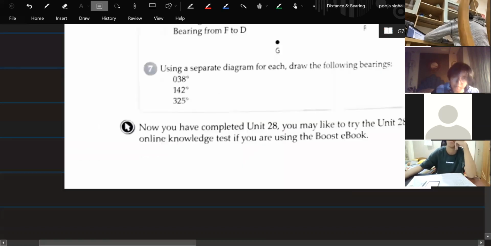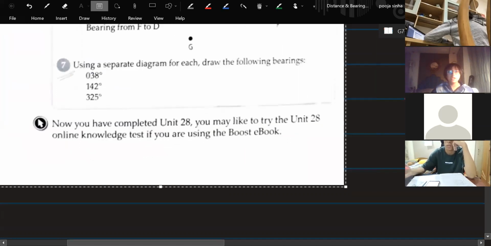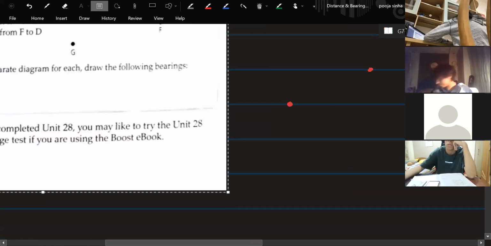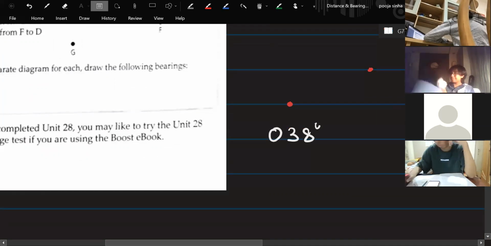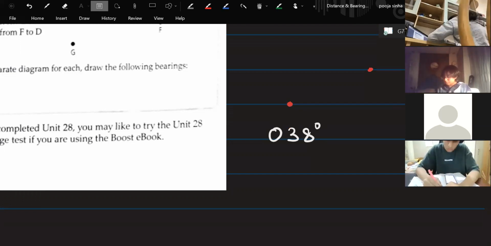Here, question number 7. Oh, okay. Use a separate diagram for each of the following. Draw. So we have to make our bearing. Yeah, you're supposed to make your own bearing with your own points and you have to show the 038 degrees. 038 कैसे बनाएंगे हम? Tell me quickly. Ayan.